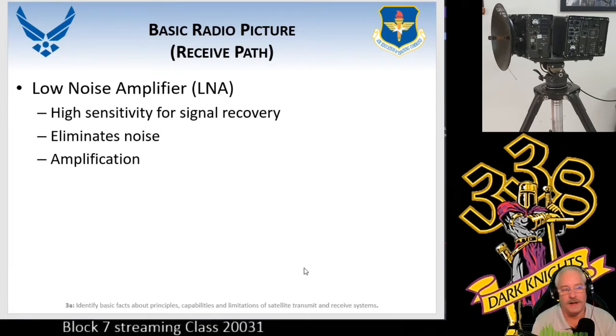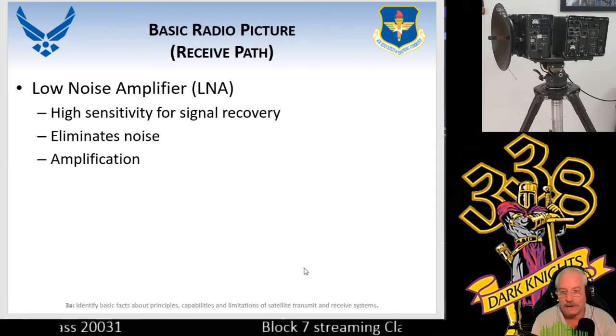First part, we've got a low noise amplifier. Now, if you guys have ever done any DirecTV or Dish Network, they always have an LNA, they always talk about it. Well, that's what it means, low noise amplifier. When you guys get into block 9, you're going to have that too. You're going to have a high powered amp and a low powered amp.